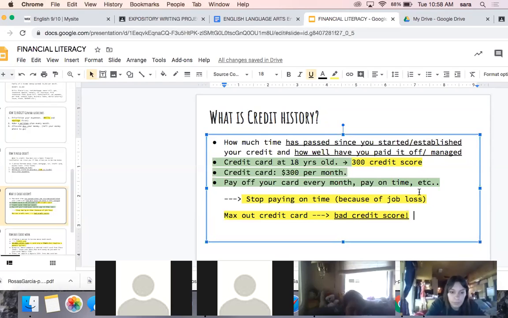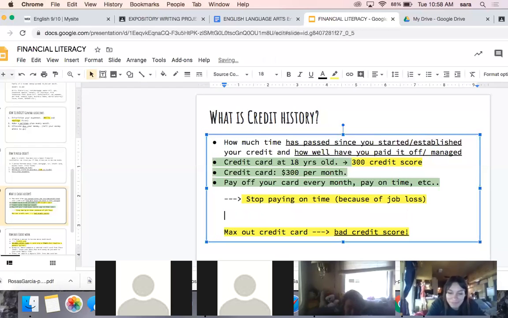So if you started at 300, maybe you built it in, I don't know, 5 months, right? You built credit to 500. So you went from 300 to 500. If something bad happens to you, you're going to go back to maybe 350, which is a bad credit score. So that's how important it is for you to pay back your debt every month, right?